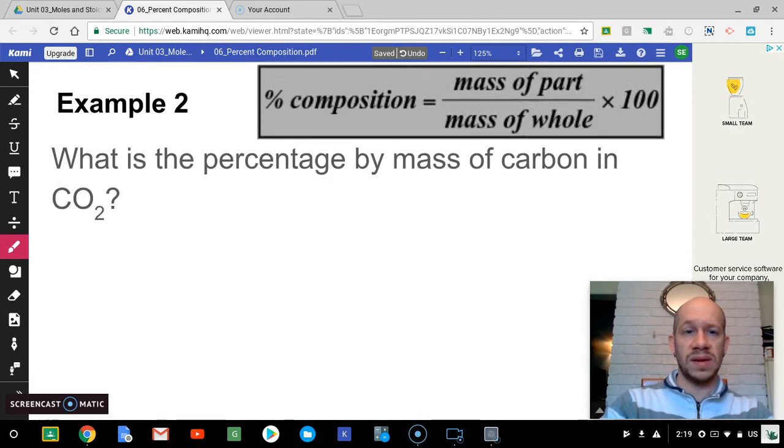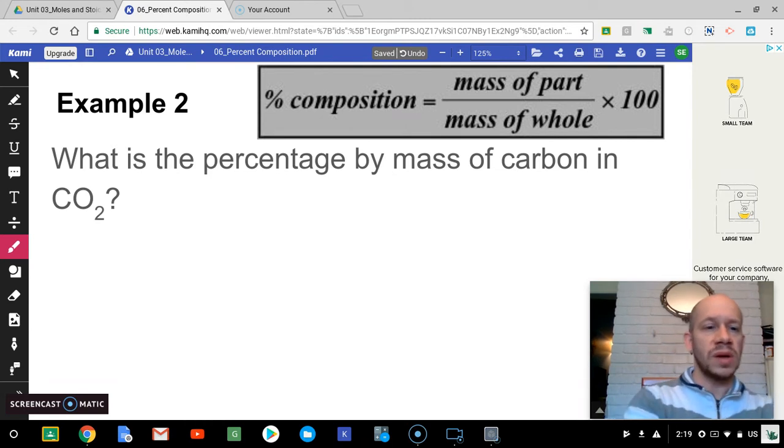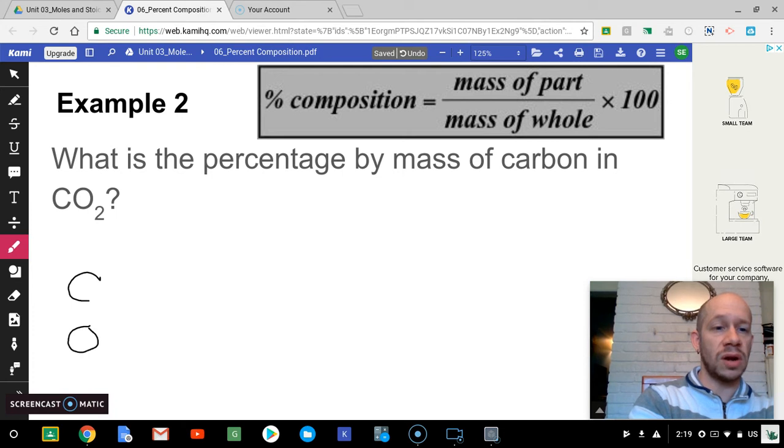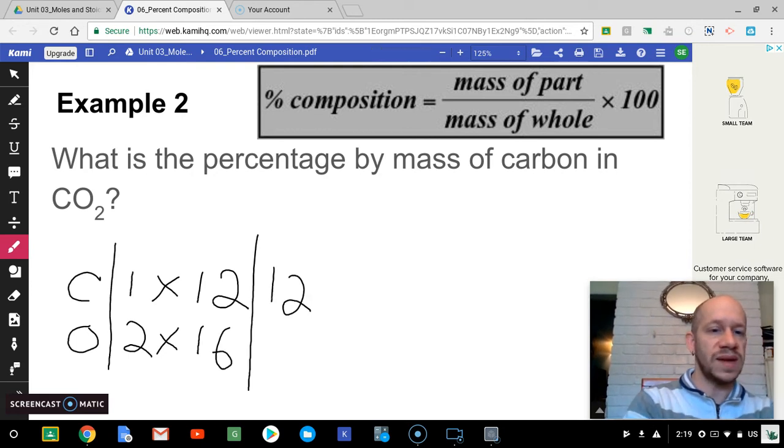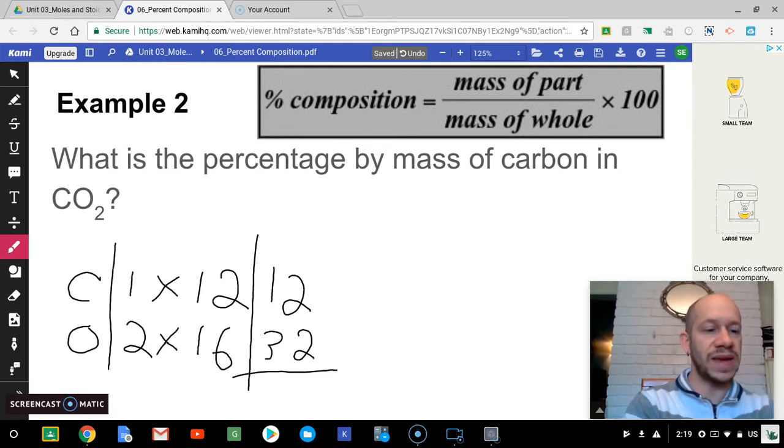Here's example 2. What is the percentage by mass of carbon in CO2? Carbon and oxygen are our two elements. We have one carbon and two oxygens. Carbon is 12. You have to look on your periodic table if you don't have that memorized. Oxygen is 16. Look on your periodic table if you don't have that memorized. 1 times 12 is 12, and 16 times 2 is 32. I add those together, and that gets me 44 grams per mole. That is the GFM of carbon dioxide.